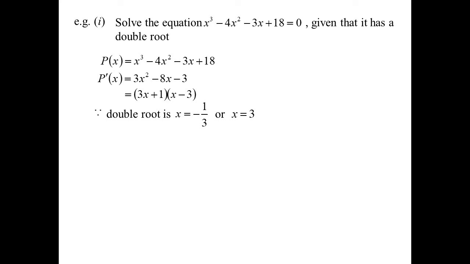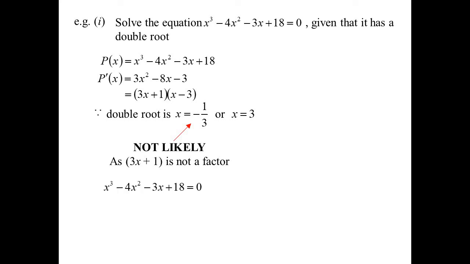Well, if I look at the original polynomial, it's monic. So there's probably more chance it's going to be an integer solution rather than a third. So that's probably the one I'm going to choose. So that's not likely, because I know 3x plus 1 is not going to be a factor of that cubic. We now know it's going to factorise to be (x minus 3) squared. That's going to be one factor.